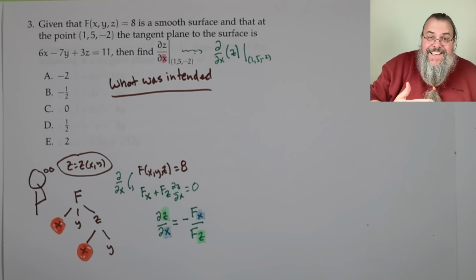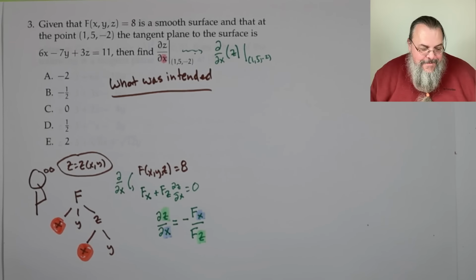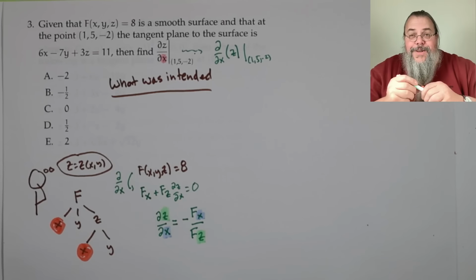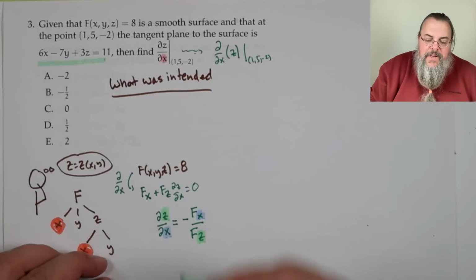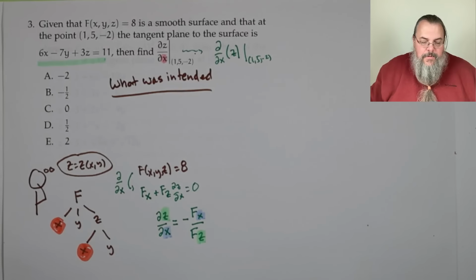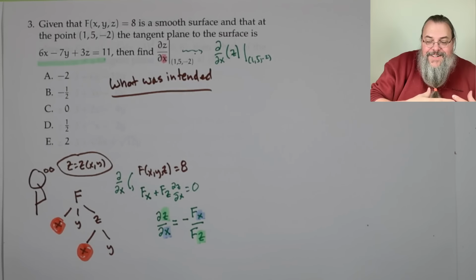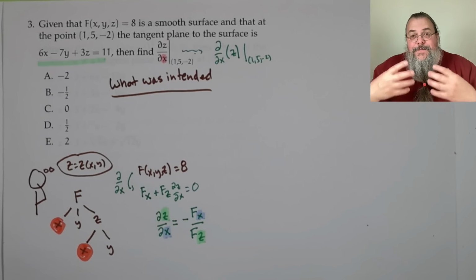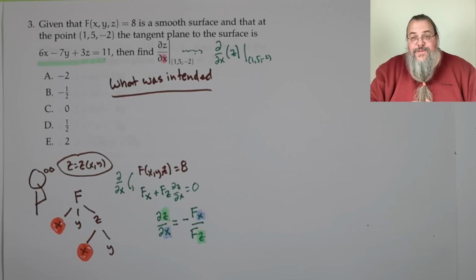How does that tie in? Well, what do we have? We have something pretty nice. We have a tangent plane. And one of the things that comes with a tangent plane is a normal vector. How do you find the normal vector to an implicit surface?